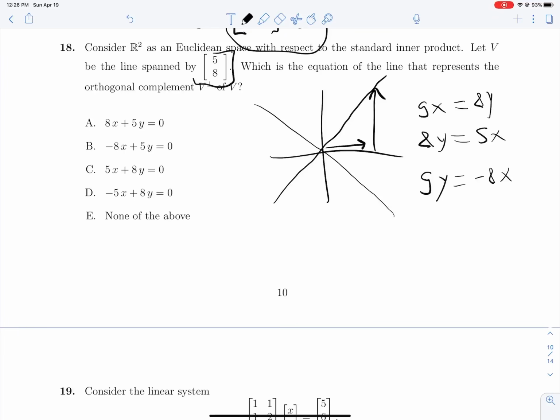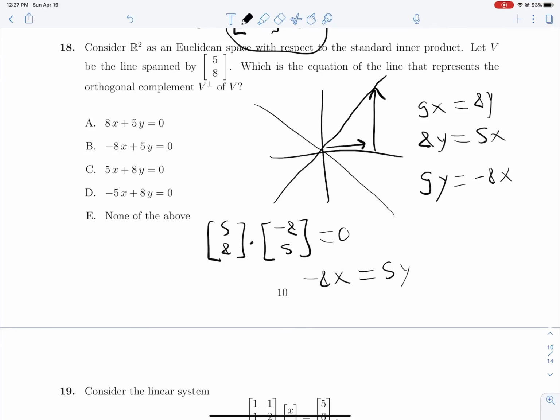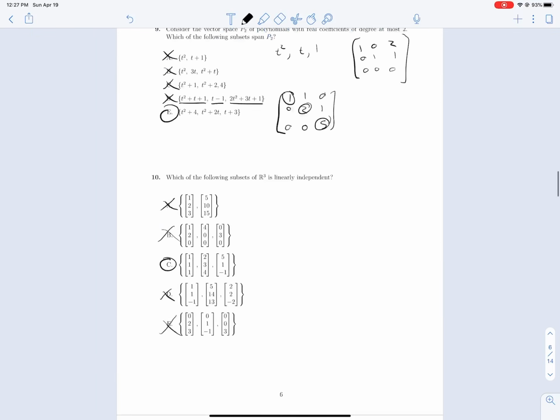Or you can just note that it has to be expressible in vector terms such that the dot product of the two, the inner product of the two, is 0. So (5, 8) dotted with (negative 8, 5) gives us 0, and expressing (negative 8, 5) in terms that we're using geometrically over here, that's for every negative 8 units in x, we move 5 units in y. So subtracting that x term over, we get option C. And also here, you can do the same thing, and we'll get C for 18.